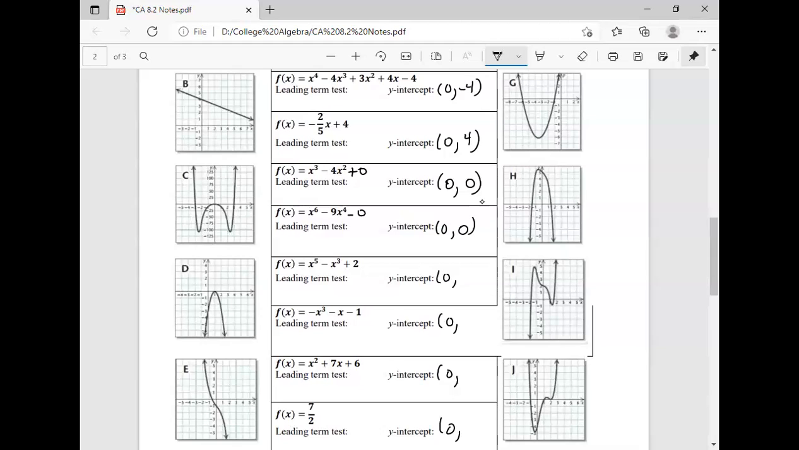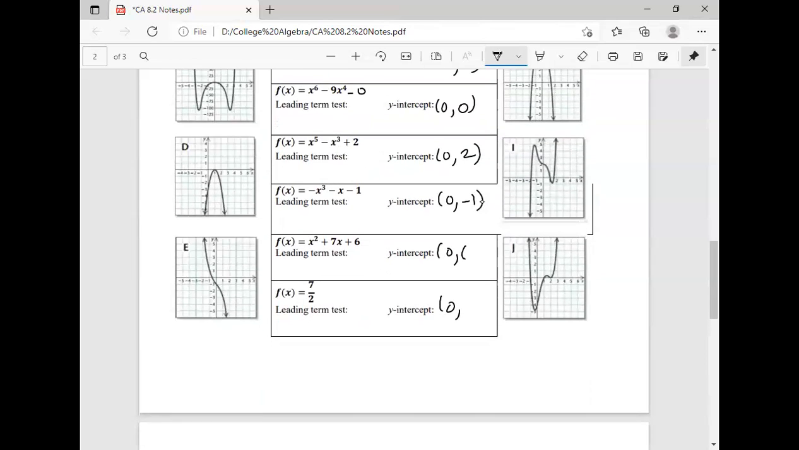What's this one? The x to the 5th is going to turn into a 0. -x to the 3rd is going to turn into a 0. So we just have 2. This is going to turn into 0. This is going to turn into 0. We're left with -1.